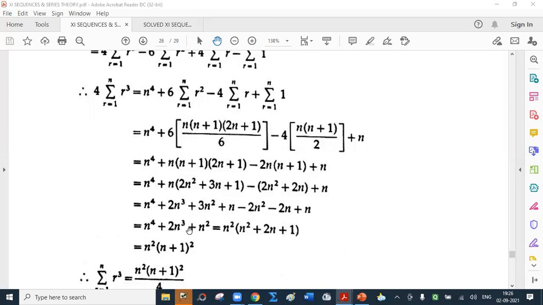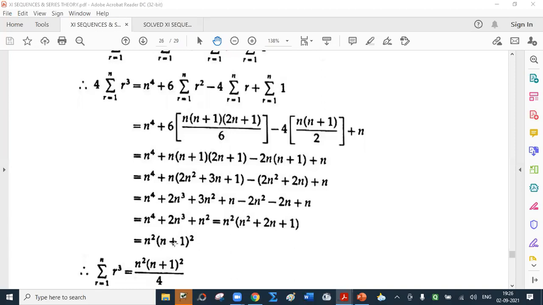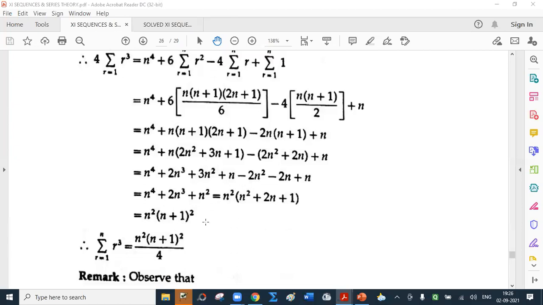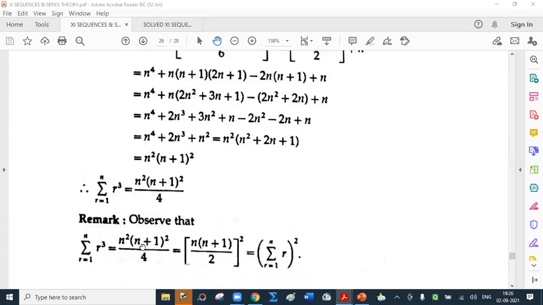So what is sigma r cube? Sigma r cube is n square into n plus 1 square by 4 because this is 4 times. Yes, we have to prove this only. Observe that sigma r cube is nothing but square of sigma r. Is that clear? You are supposed to write this in your notebook, but usually in exam, they ask the sum of the squares of first n natural numbers instead of asking sigma r and sigma r cube. So that's it for today.